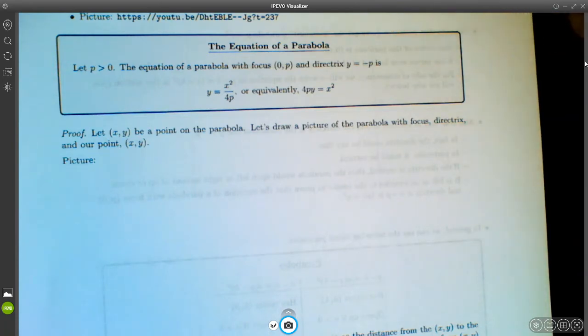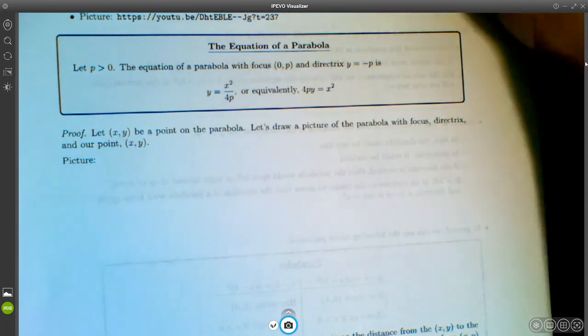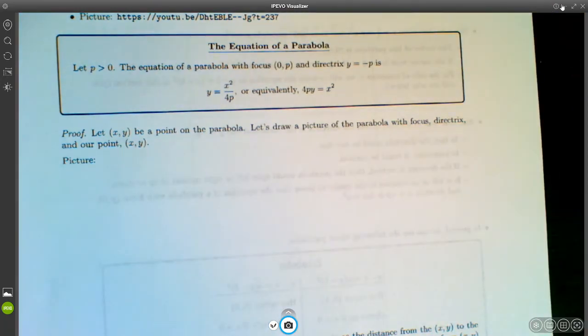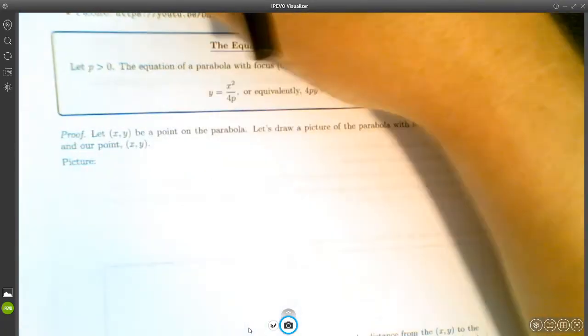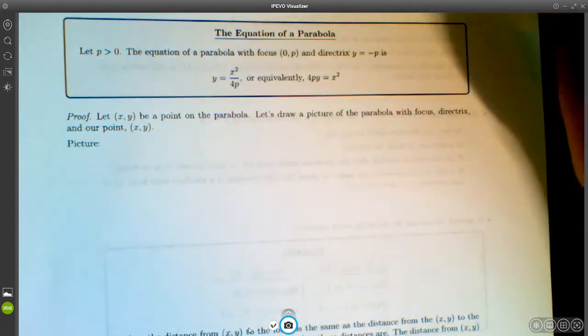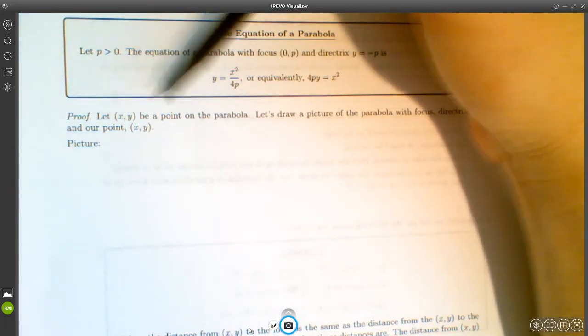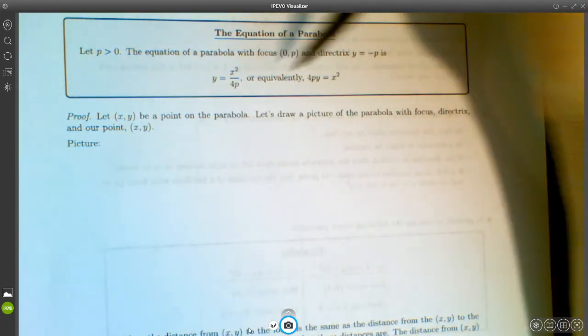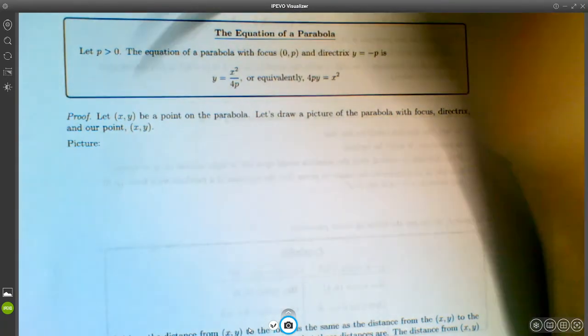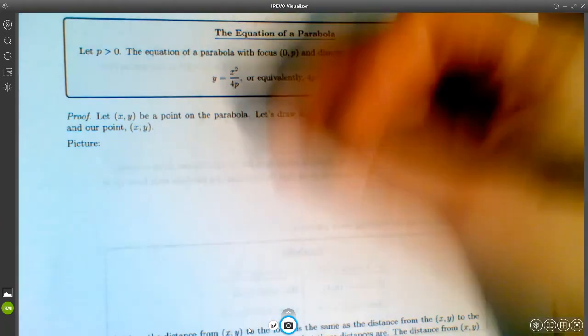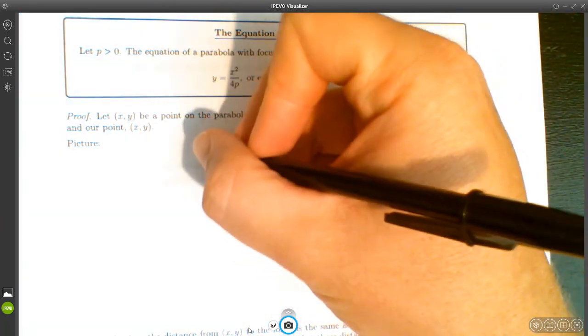So we're going to prove that this formula works. I'm going to need to pause this video real quick. You won't notice though. So let's prove this. First of all, I want to draw a picture. Let's say that (x, y) is a point on the parabola, and let's draw a picture of the parabola with the focus, directrix, and our point (x, y).